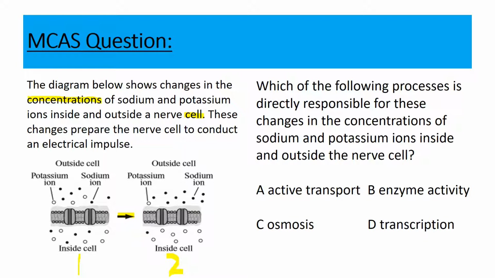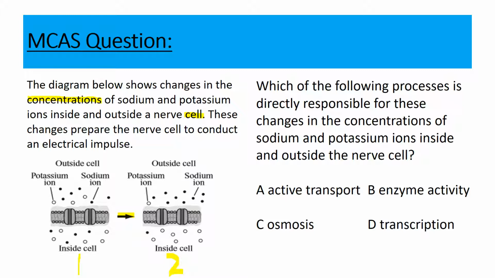In the before picture, we're not even going to worry about which one's potassium, which one's sodium for now. We have more little black circles outside of the cell, and we have more little white circles inside the cell. In other words, the black circles are slightly more highly concentrated outside the cell than inside. And the inverse is true for the white circles. The white circles are slightly more concentrated inside the cell than outside.